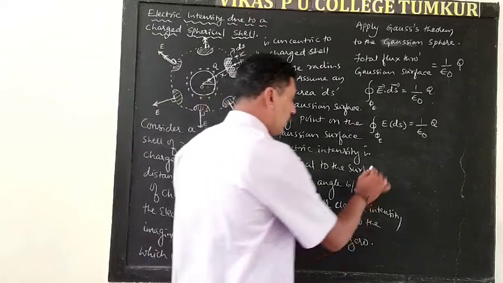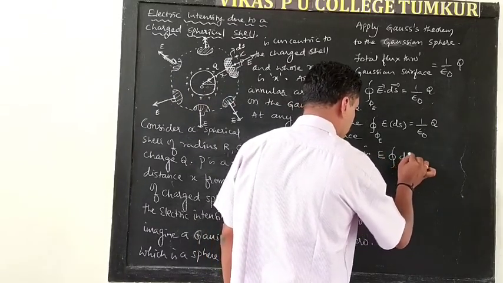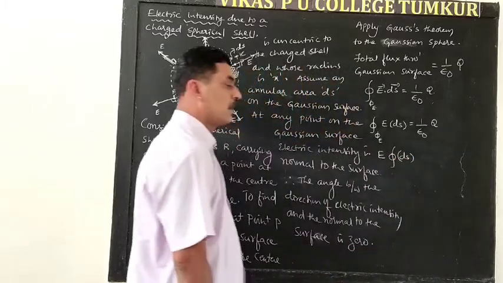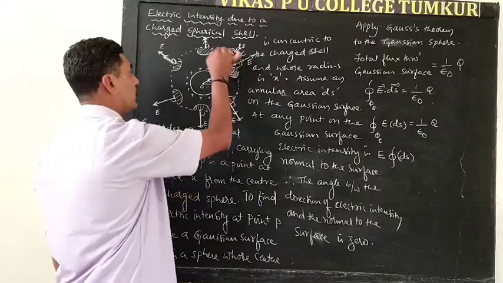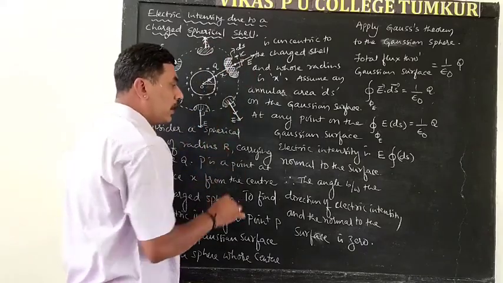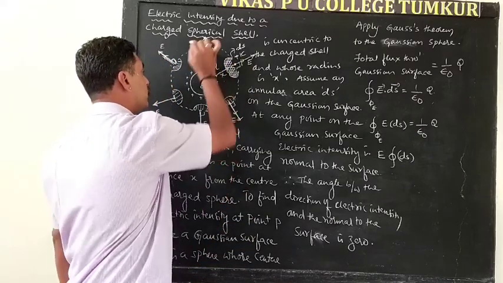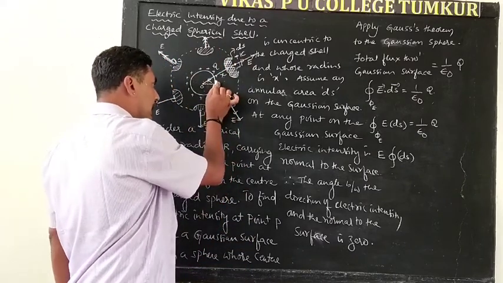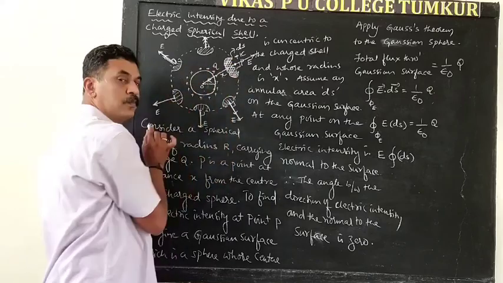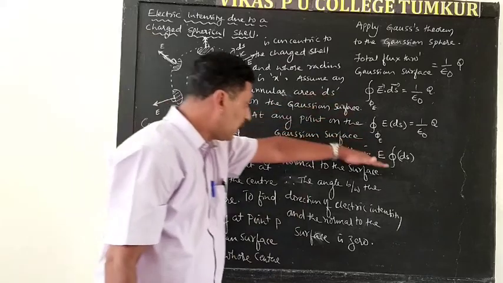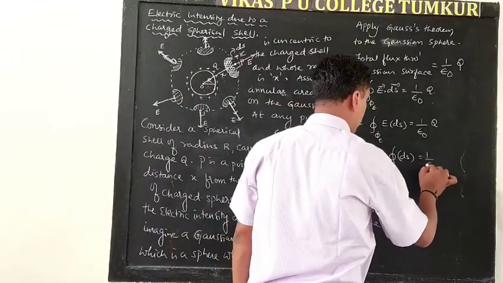Now E remains constant throughout the surface. E, the electric intensity at any point on the surface of the Gaussian surface, will remain the same. It's a constant quantity. Because all the points on this Gaussian surface are equidistant from the charged sphere, E remains constant. That is why I have taken it outside the integral.